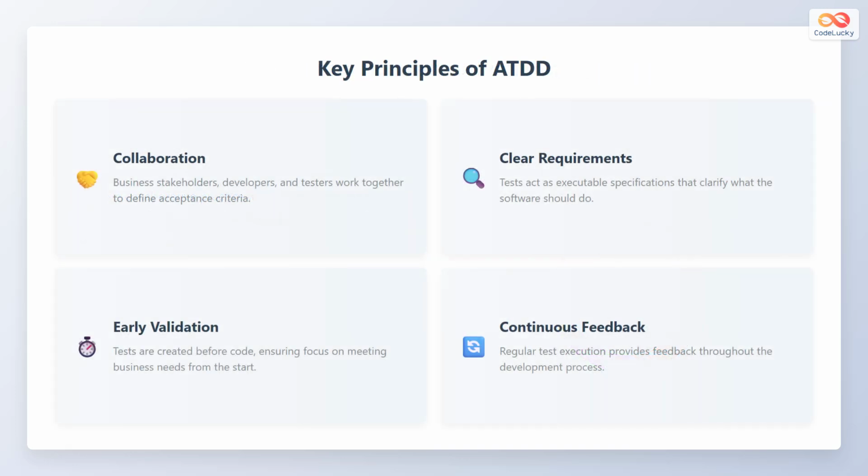ATDD is built upon several key principles. First, collaboration. Business stakeholders, developers, and testers work together to define acceptance criteria. Second, clear requirements. Tests act as executable specifications that clarify what the software should do. Third, early validation. Tests are created before code, ensuring focus on meeting business needs from the start. Fourth, continuous feedback. Regular test execution provides feedback throughout the development process.